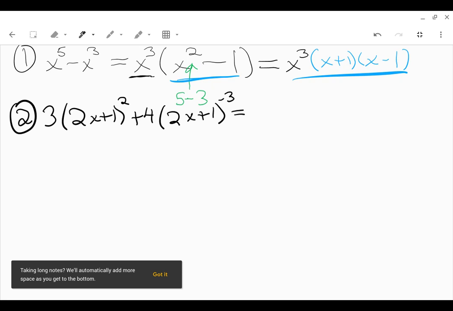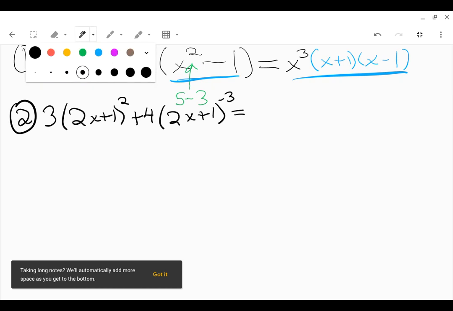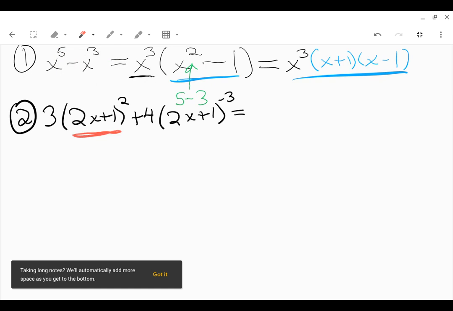Okay, so getting more complicated here in a couple different ways. So first of all, you can identify the common factor here of 2x plus 1. So you know that you can factor out some power of 2x plus 1. Now, when you're deciding which power to factor out, it's always the lower exponent. So in this case, it's that negative 3 power. So this is what should be factored out.